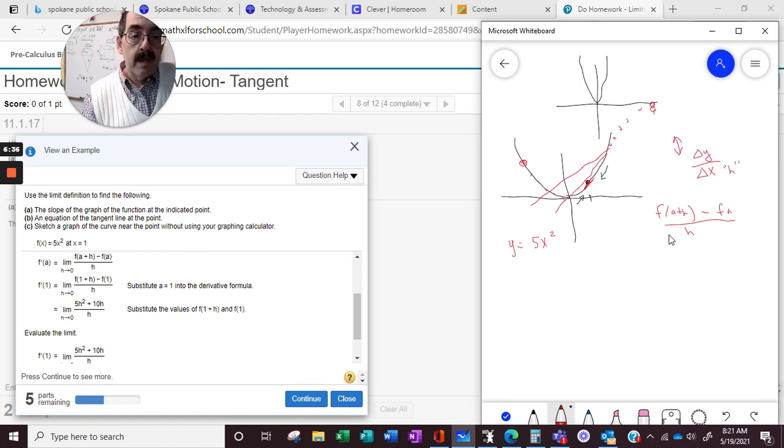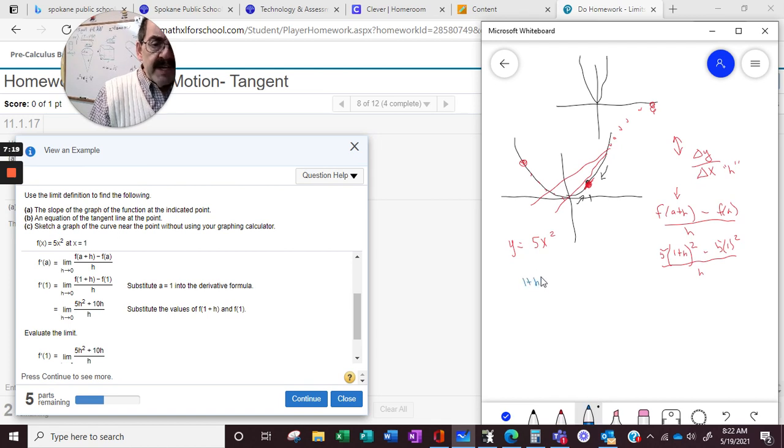Now we're going to plug it in. 5 times (1 plus h) squared, minus f of a, or f of 1, which is 5 times 1 squared, all over h, as h approaches 0. So a plus h, we're evaluating at 1. 1 plus h, we're evaluating it at 1. We want to know right here. So here comes the hard part, this piece right here.